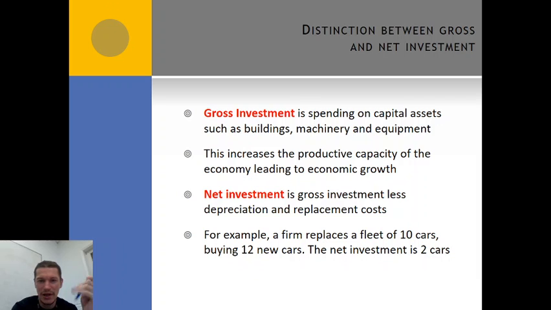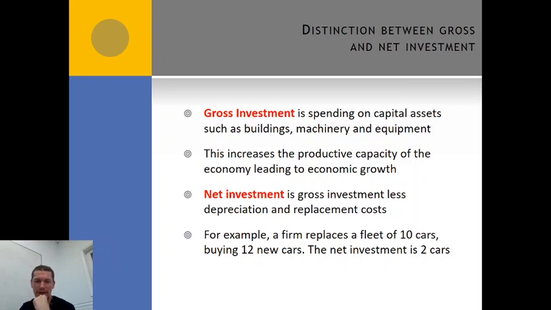This will increase the productive capacity of the economy, shifting the PPF outwards, leading to economic growth. So basically, gross investment is the creation of new resources, new materials, and that's forcing the PPF to move itself outwards. And obviously, if firms increase their investment, AD will also push outwards.